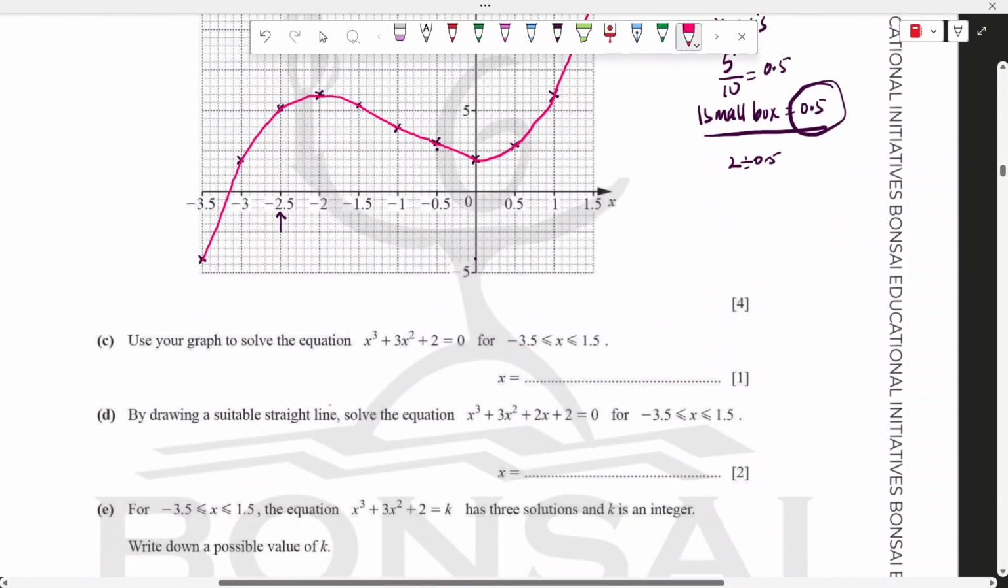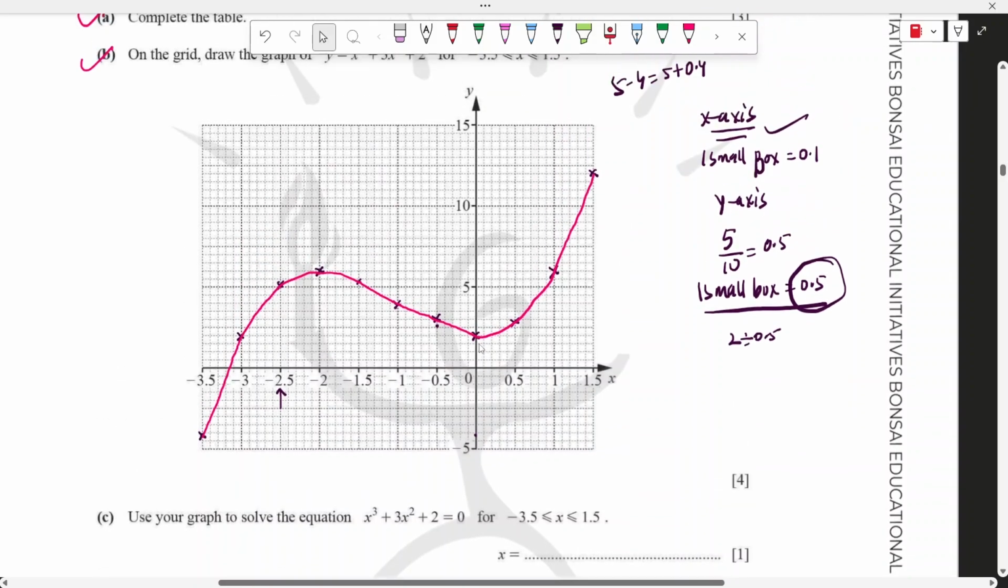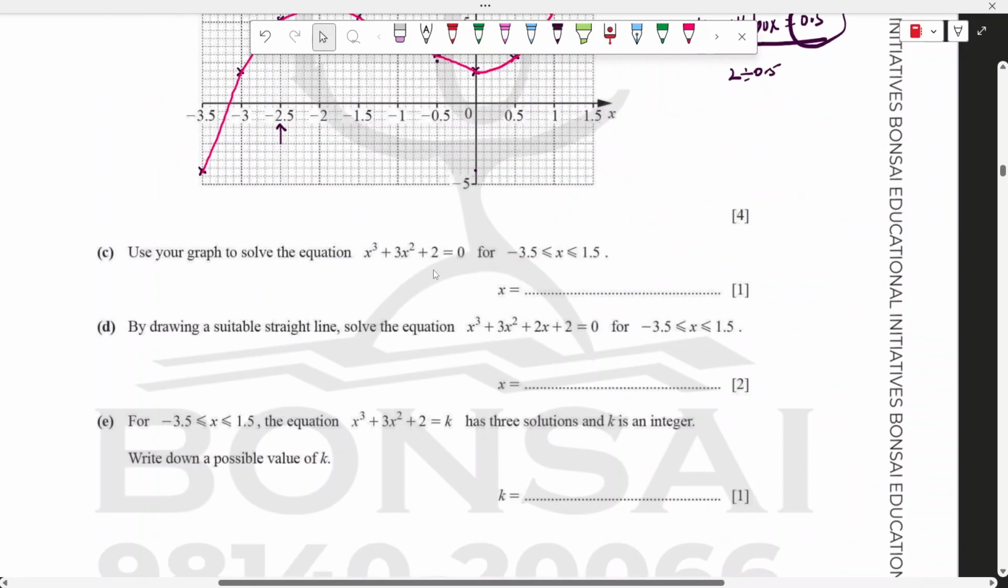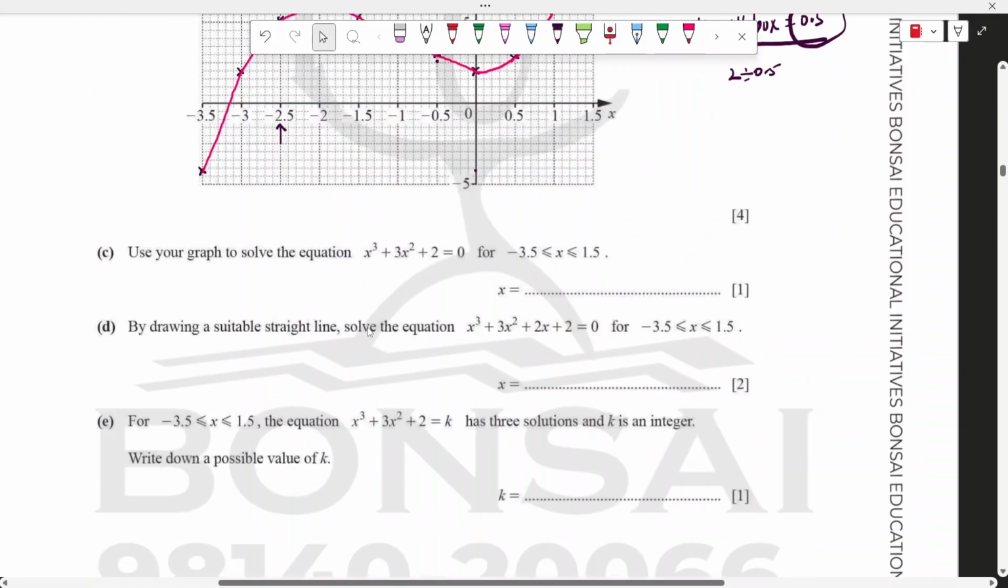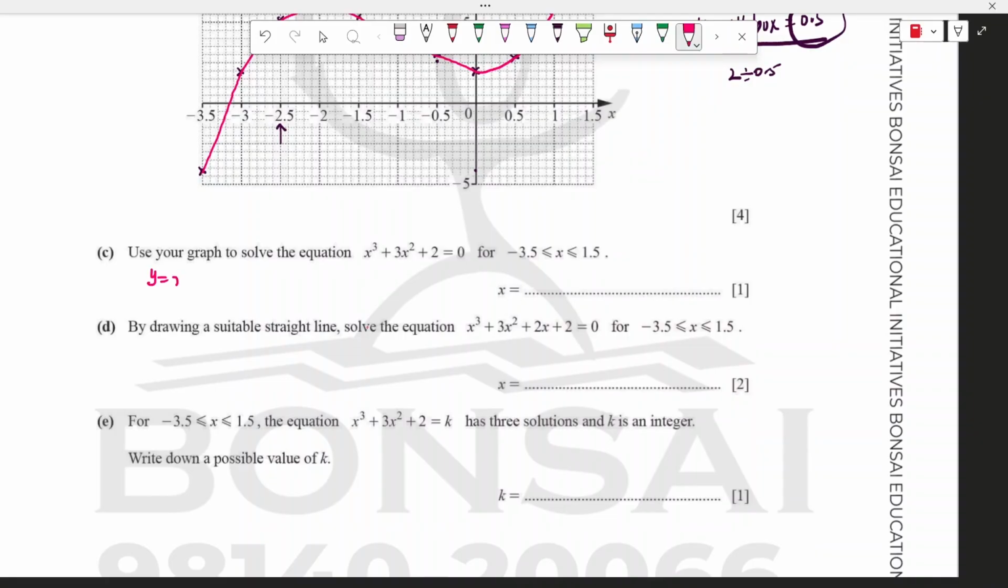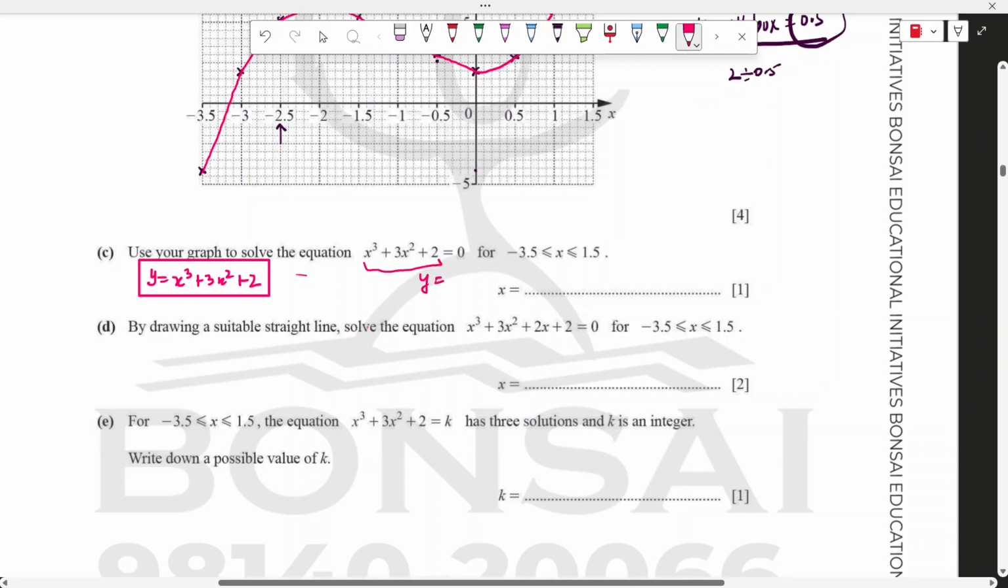Let us move further. Use your graph to solve the equation x cube plus 3x square plus 2 equals 0 from minus 3.5 to 1.5. We have to solve this equation, and first of all we need to copy the function y equals x cube plus 3x square plus 2. Whenever you have to solve equations, you need to copy the function and check what is the left hand side of the equation and what is the function. They are the same, it means this value can be captured as y equals 0.